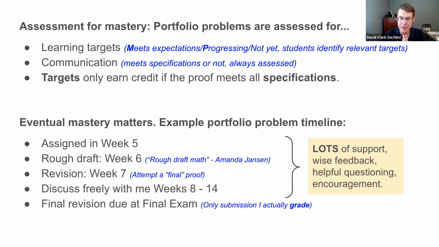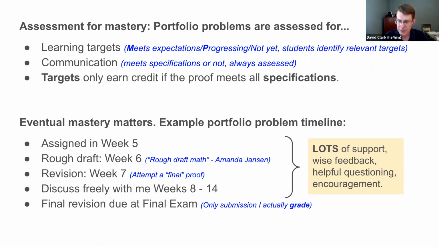Here's a key thing having to do with synthesis. Students can only earn credit for the learning targets in the proof if the proof meets all of the specifications for communication. That includes being fully correct and well communicated. This is what encourages students to view the proof not as a bunch of separate little pieces, but as one big interconnected whole that they need to fully understand in order to earn credit for each part of it.